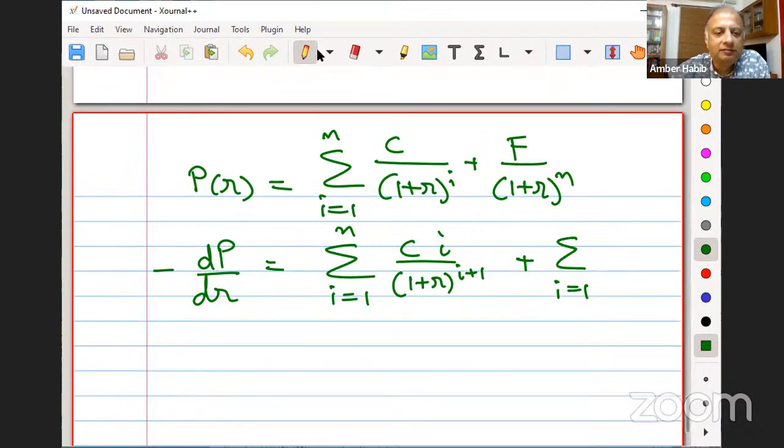And then you will do the same thing here. You will get F times N and 1 plus R to the N plus 1.